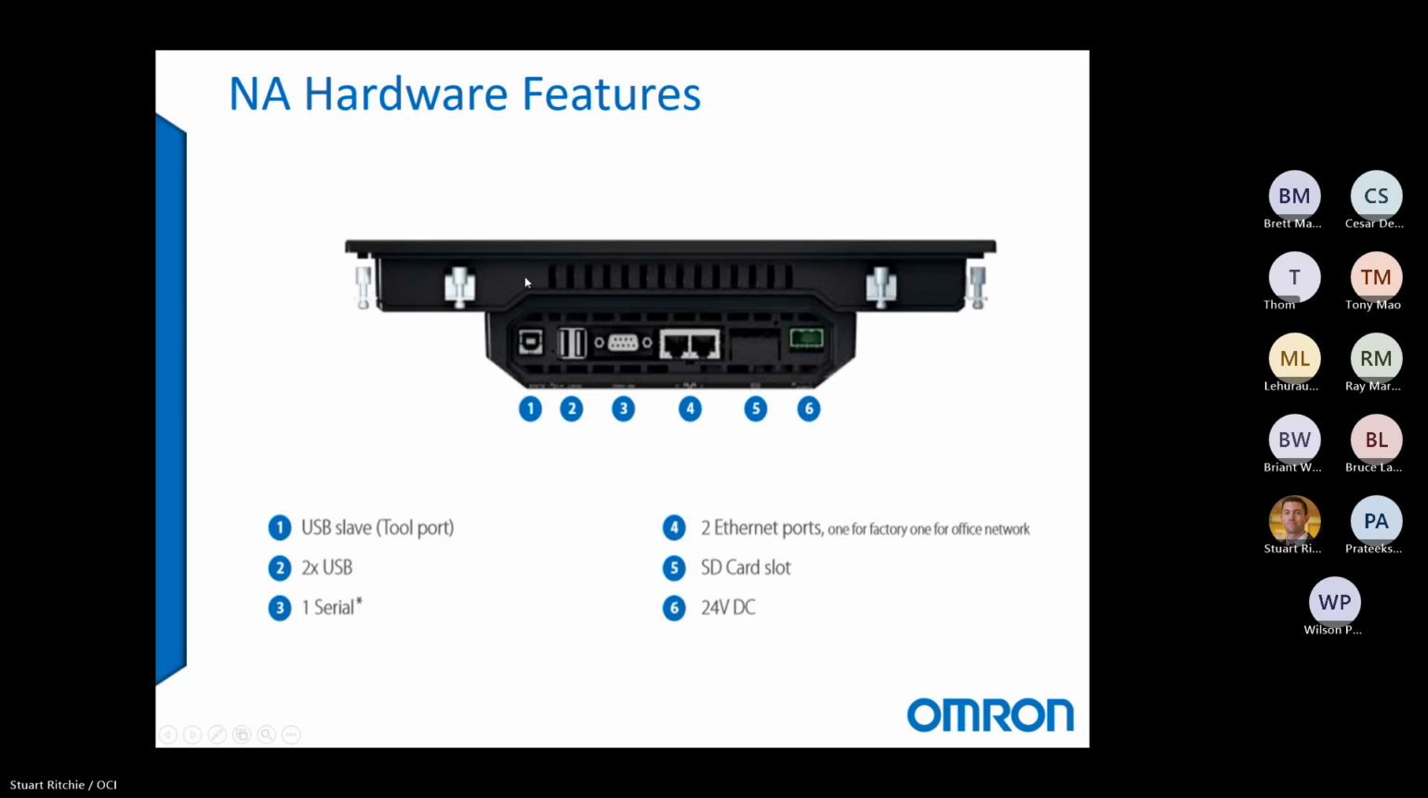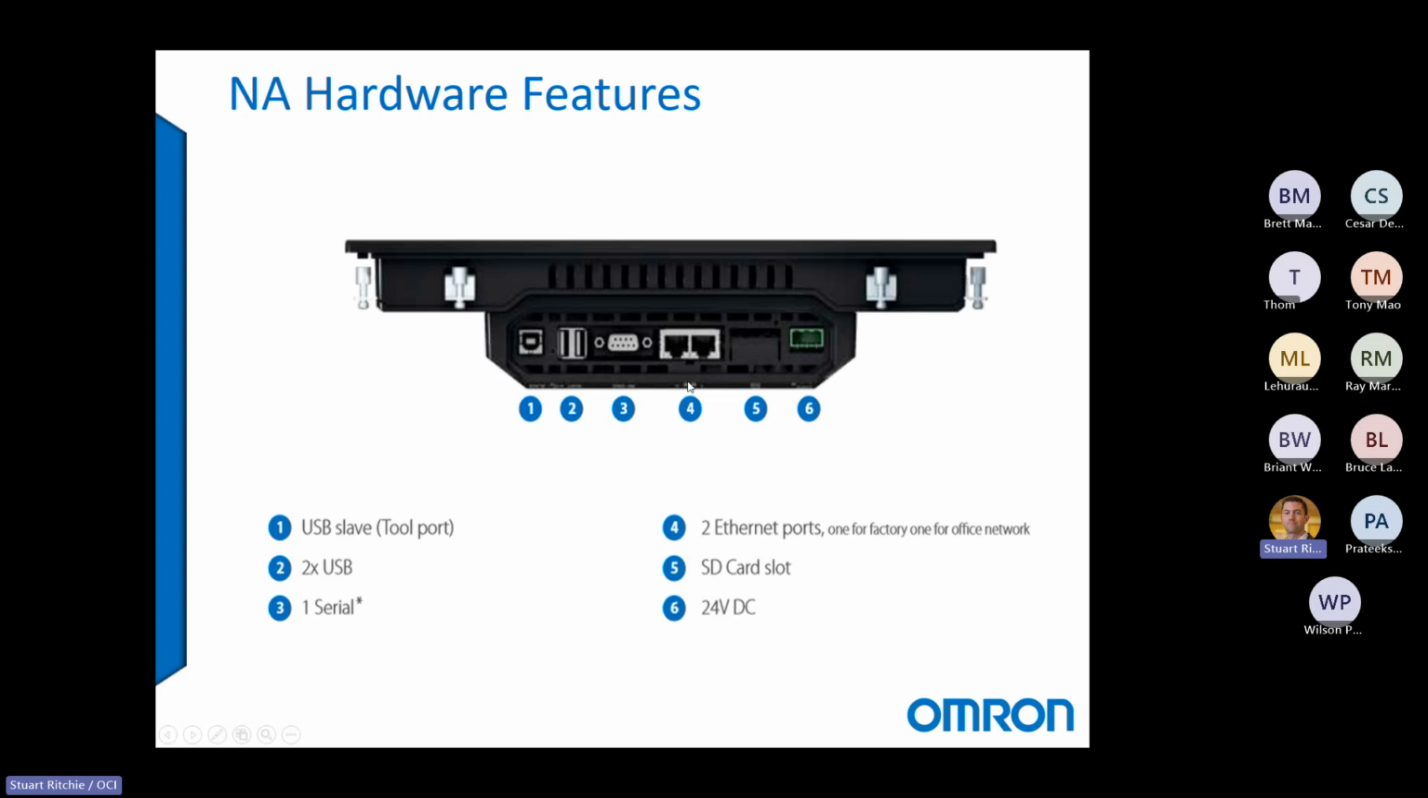Hardware-wise, number 1 here is a USB port for programming. And number 2, we have 2 USB ports here. These are for either memory devices for data logging or program transfer, but we can also connect a keyboard and a mouse to this if we wanted to. Some people have even connected code readers to these. Port 3 is a serial port. These are generally used when we're working with some of our older PLCs that use serial-based protocols.